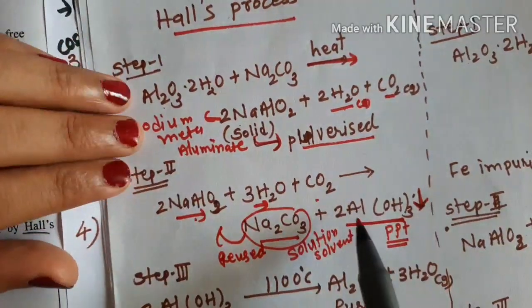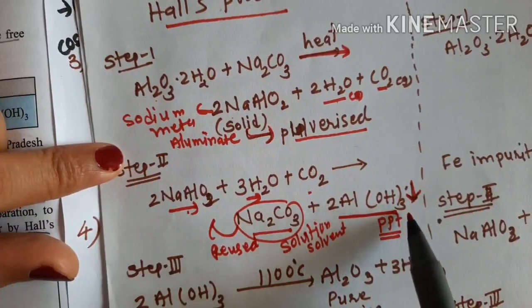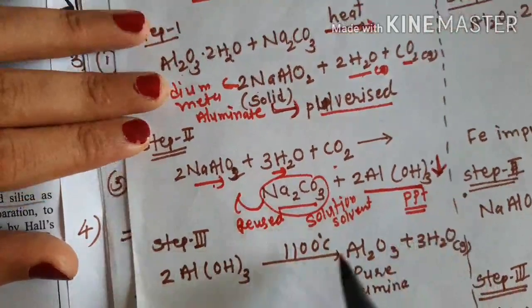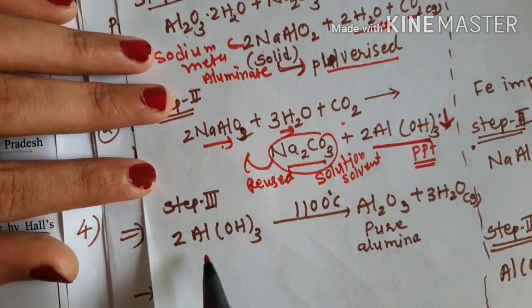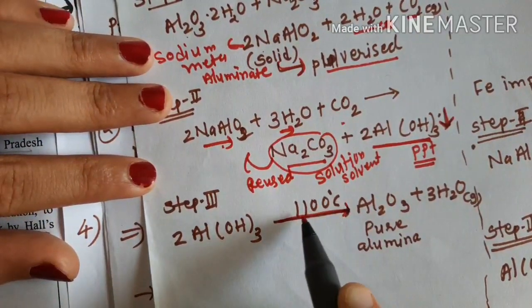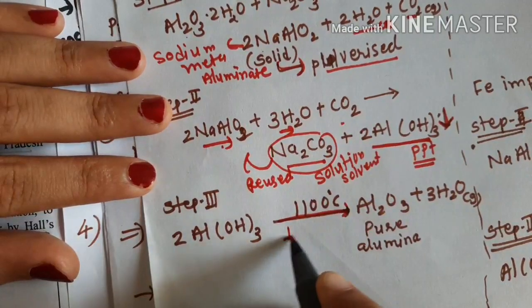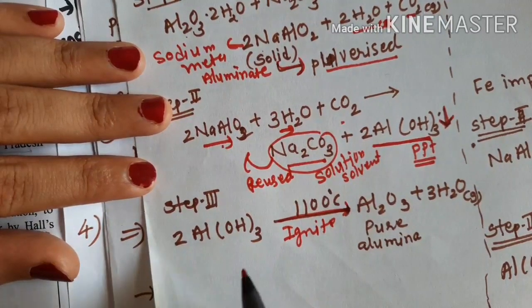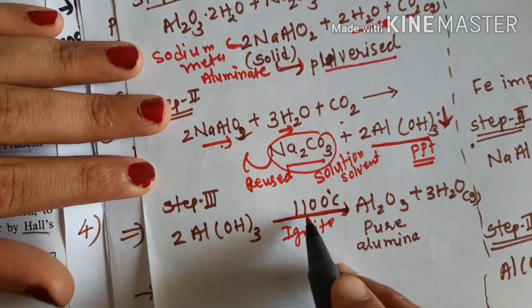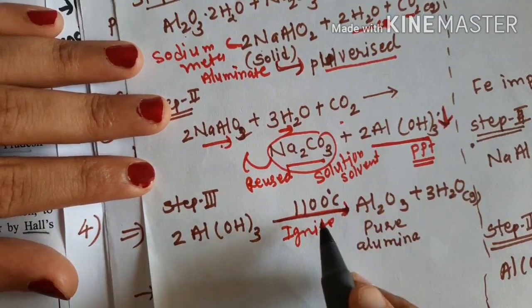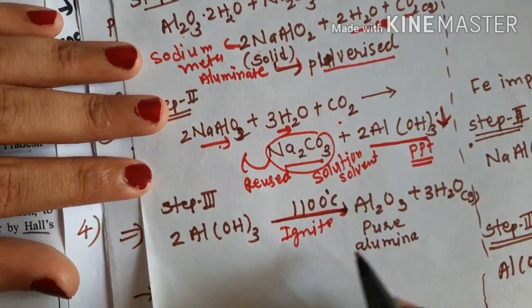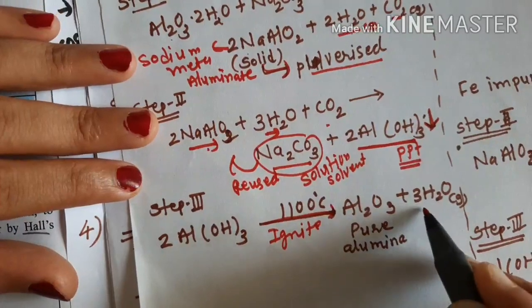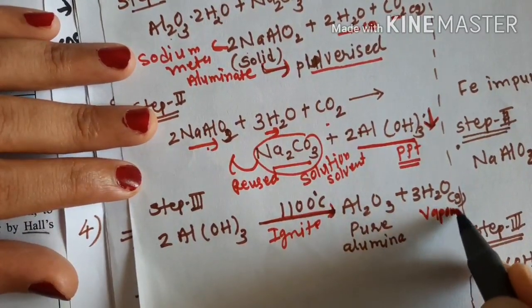Here the product we will get is aluminum hydroxide, a precipitate. That precipitate is taken out, and after drying it, we heat it at very high temperature, or we can say we ignite the aluminum hydroxide at 1100 degrees centigrade, or 1000 to 1100 degrees centigrade, and we will get pure alumina, Al2O3, plus water, which is in vapor form and will evaporate.